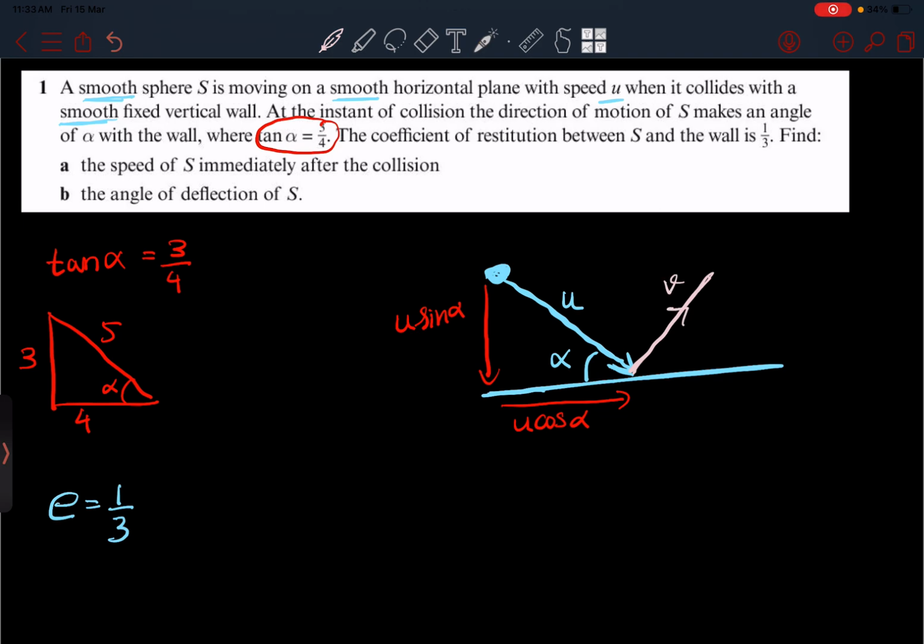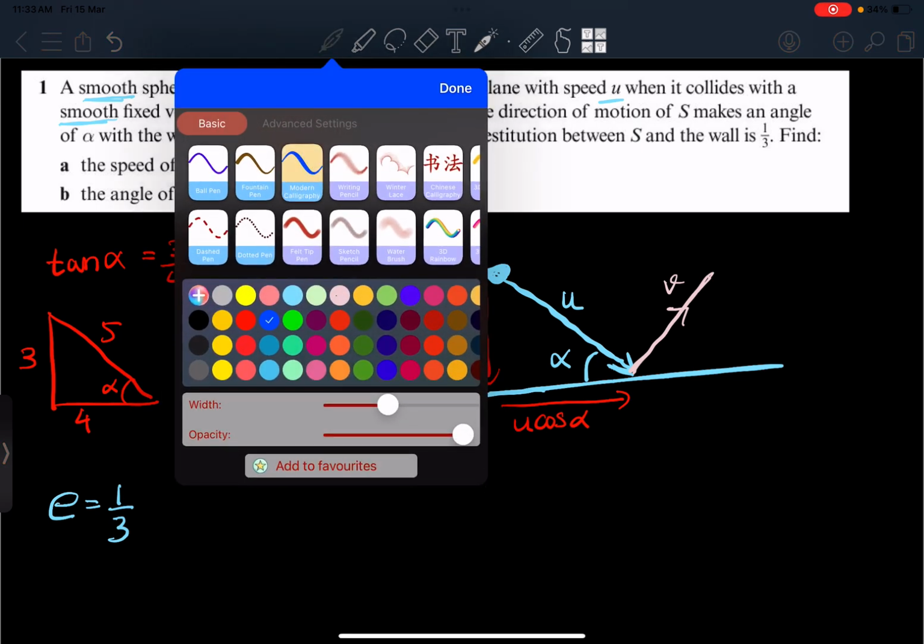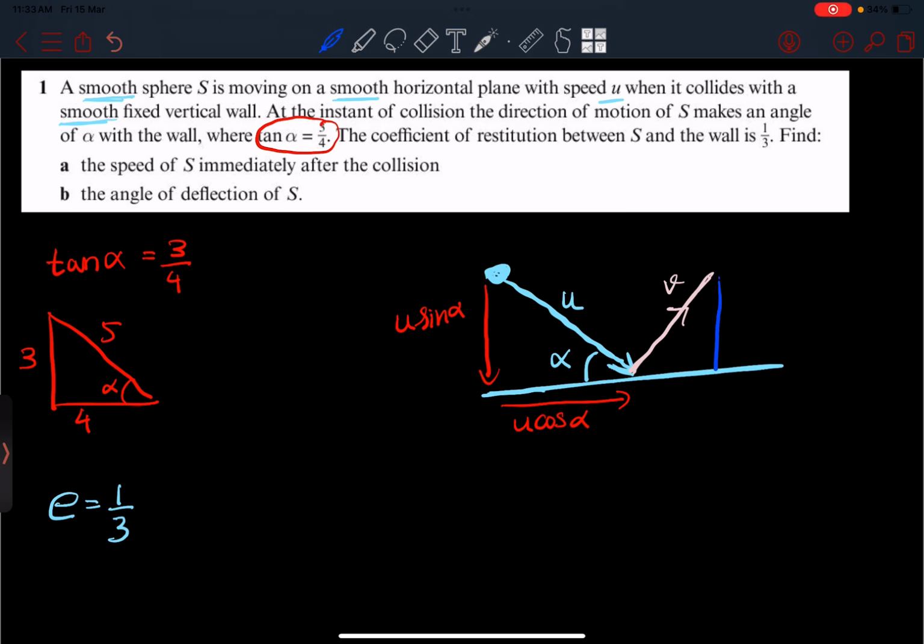To find the speed after the collision, we first have to find the vertical component and the horizontal component, and then we can just go square root of x squared plus y squared. In the next part they are going to talk about the angle, but before we go to the angle, let's just finish part A.